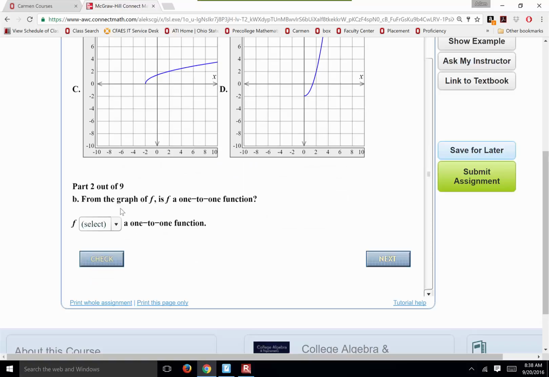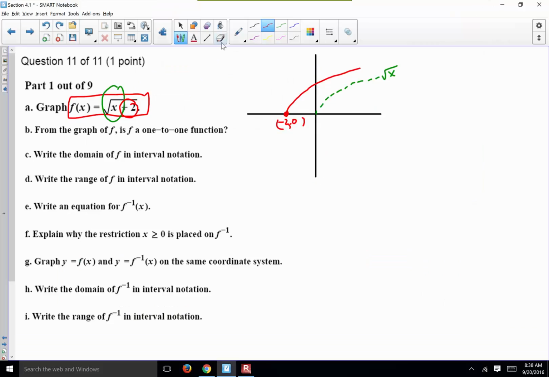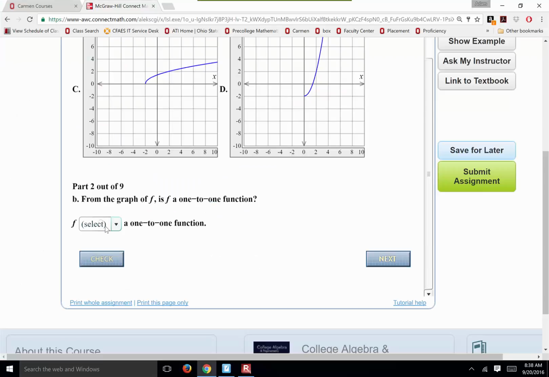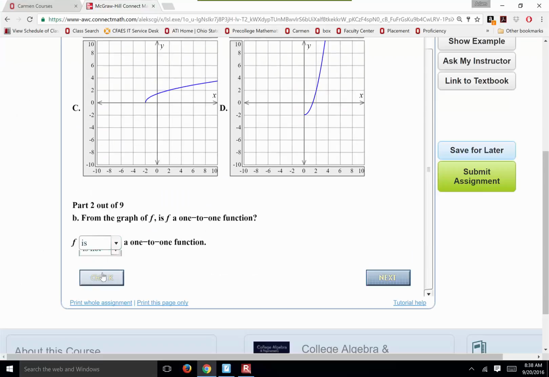Next, from the graph of f, is f a one-to-one function? Wipe off the green one. And tell me, is this red picture one-to-one? What test do you do here? Horizontal line test. I go through horizontal lines. Yep, I'm convinced it's one-to-one.